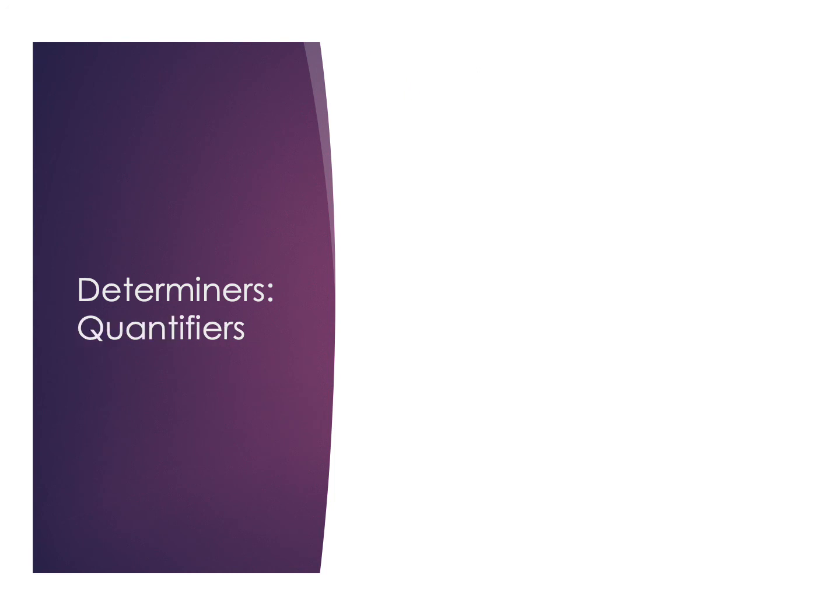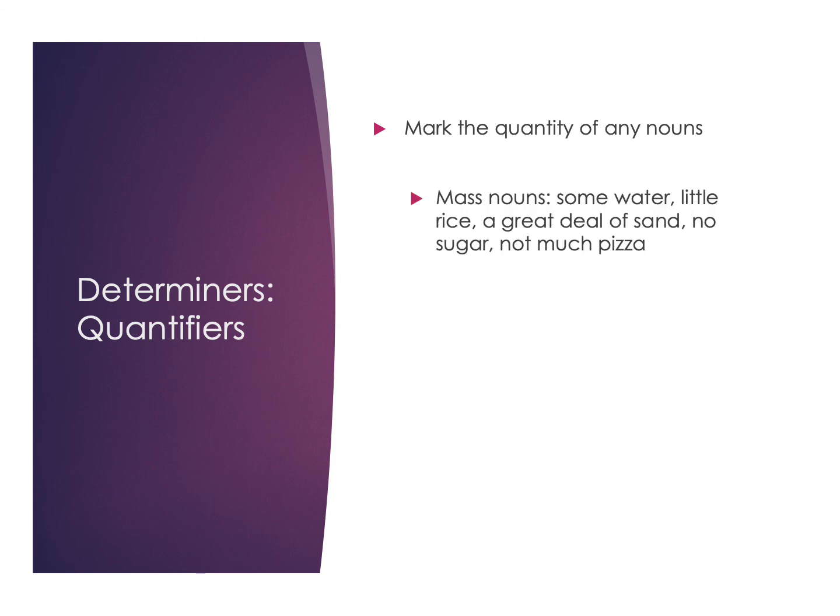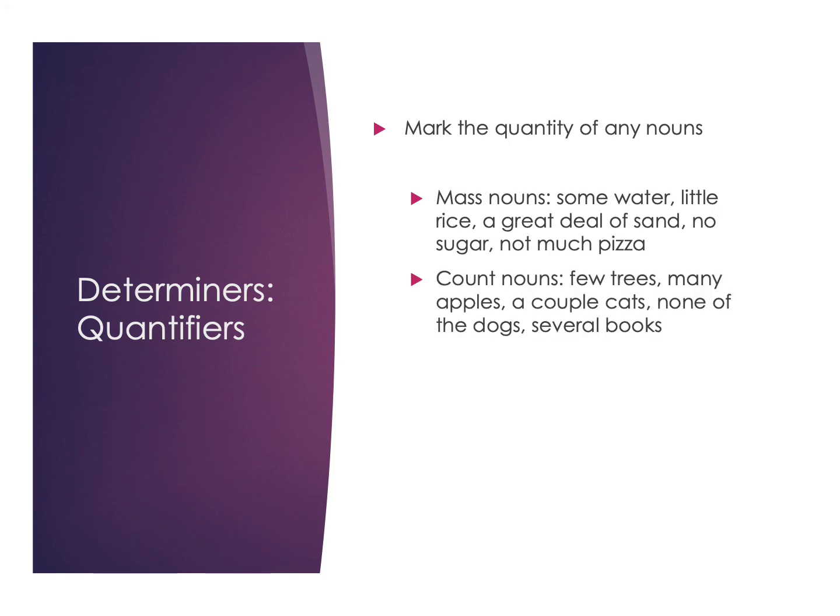And then lastly, quantifiers are a broad way to mark the quantity of any noun. So this is something that can work with mass nouns, some water, a little rice, a great deal of sand, or with count nouns, few trees, many apples, a couple cats. And there's some that can apply to both mass or count nouns and others that can't. So I would never be able to use few really as a mass with a mass noun. I can't have few pizza, but I could say few trees.